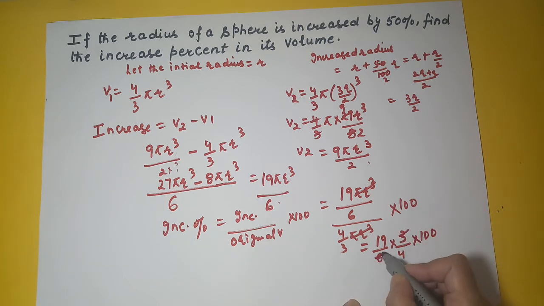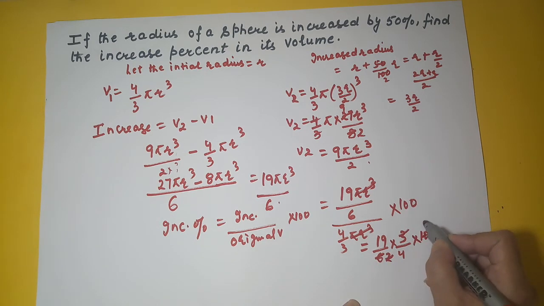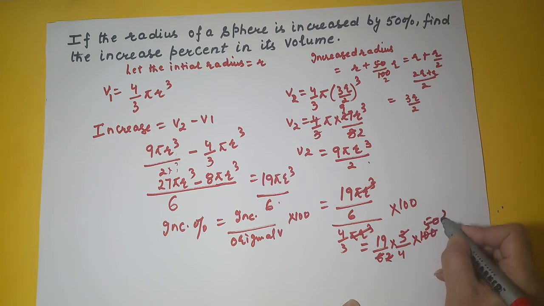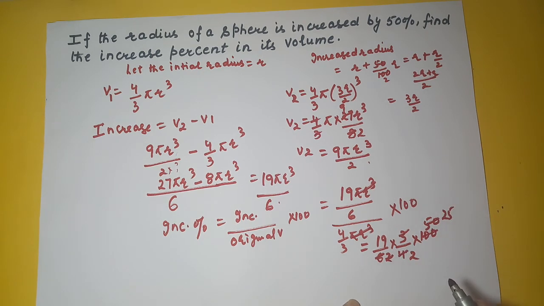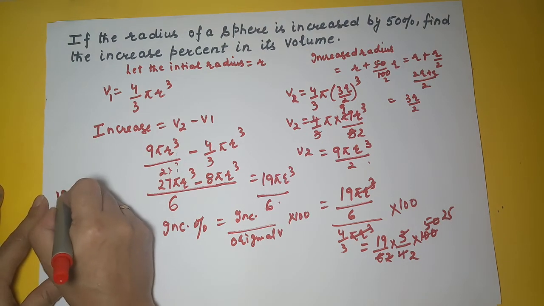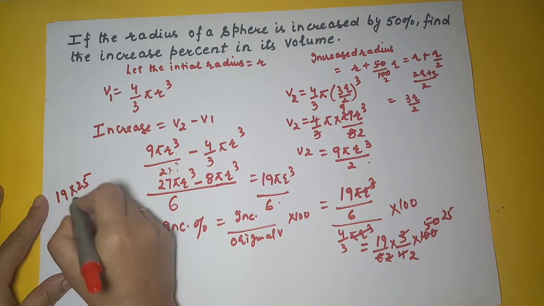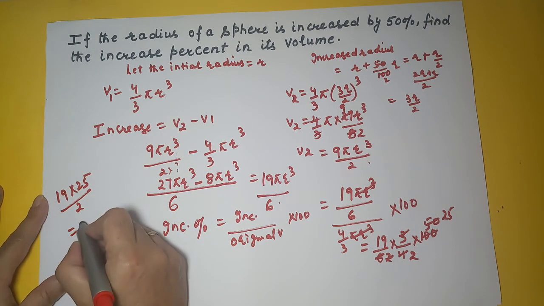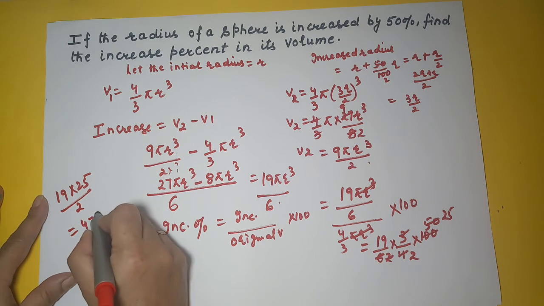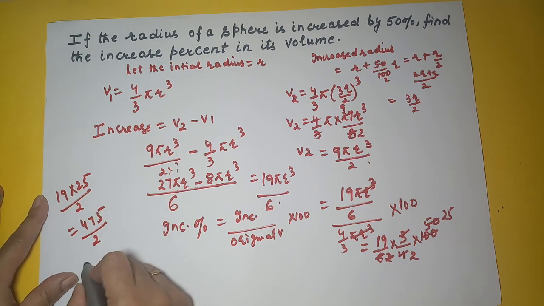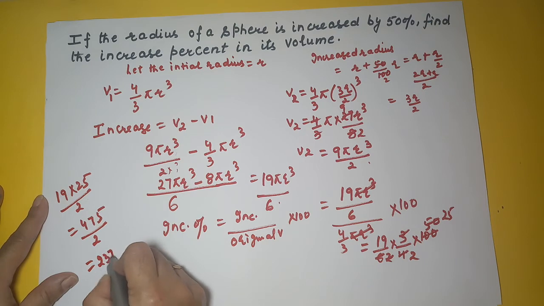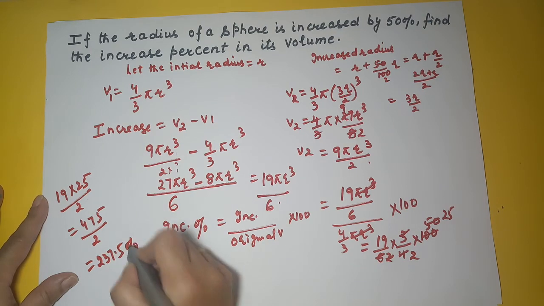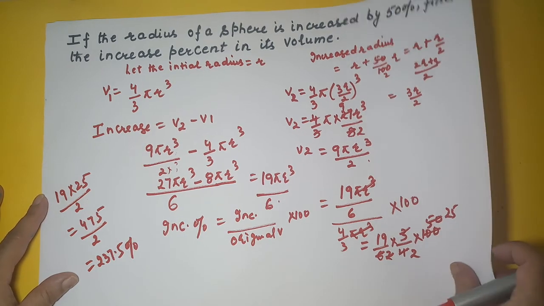So 3 2s are 2, 50s are 2, 25s are 2, 2s are. So I got 19 into 25 upon 2. So 19 into 25 is 475 divided by 2, which is equal to 237.5%. Right? Okay.